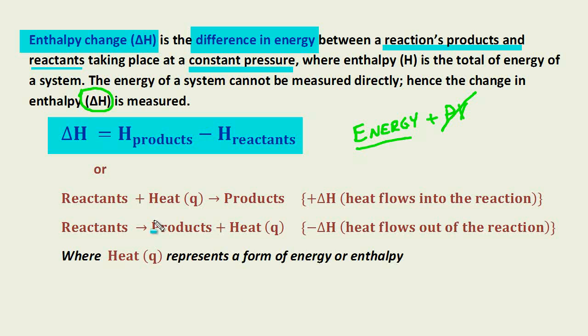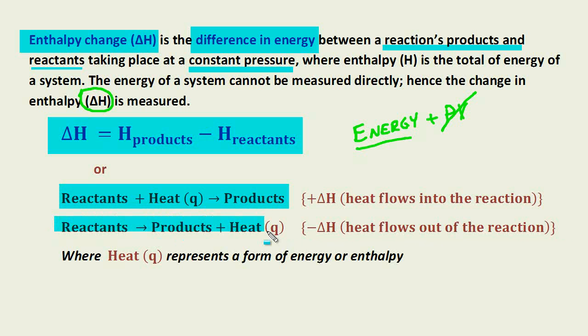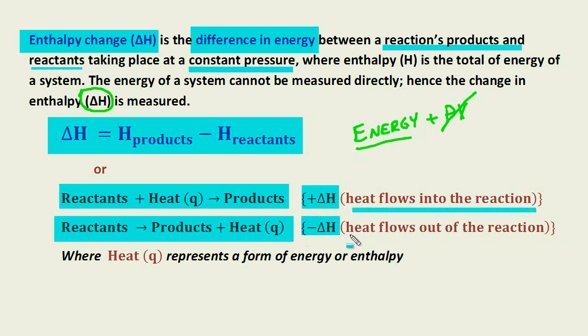What this all translates to is these two items. Reactants plus heat yield products, and reactants yield products plus heat. When the change is positive, it means energy is flowing into the reaction. When the change is negative, it means heat flows out of the reaction.